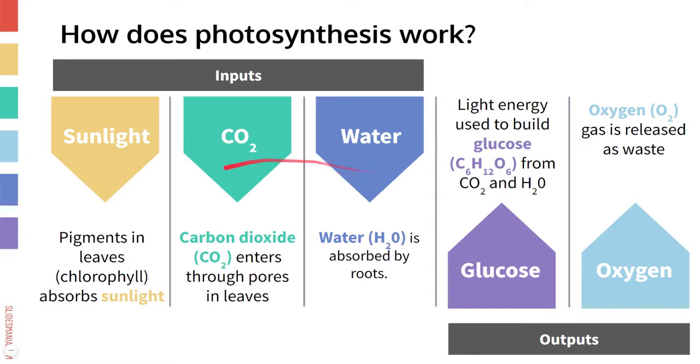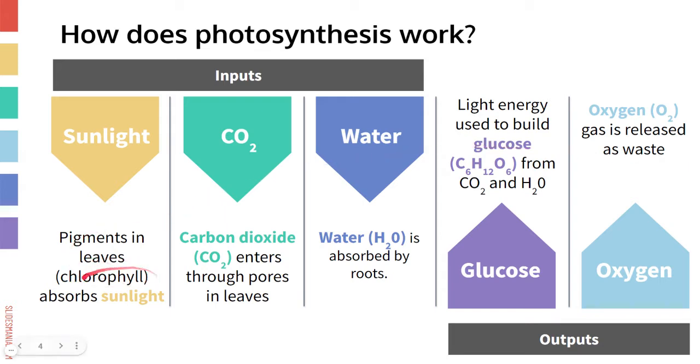So we're sort of gluing these two molecules together to make glucose. But this process requires energy. It needs energy in order to occur. And that energy is going to come from the sunlight. So sunlight is going to give these photosynthetic organisms the energy that they need to glue together carbon dioxide and water in order to form glucose. And then we'll make oxygen as a byproduct.